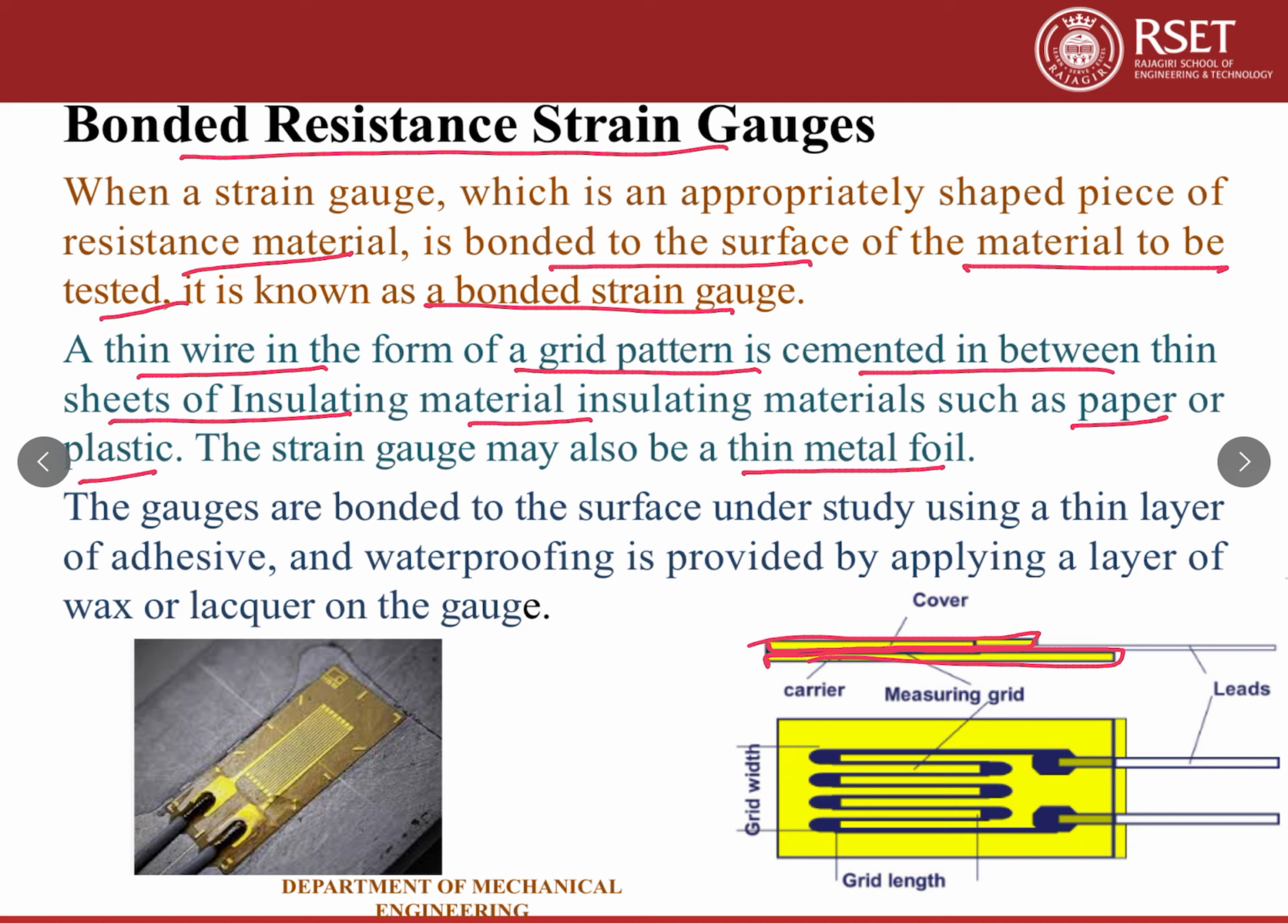Here we can see the gauge material is bonded between two insulating materials, and the entire arrangement is the strain gauge, and it is bonded to the material which is acted upon by a force. The gauges are bonded to the surface under study using a thin layer of adhesive. So this is bonded using a thin layer of adhesive, and waterproofing is provided by applying a layer of wax or lacquer on the gauge.